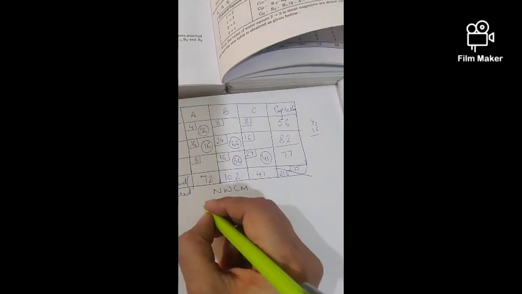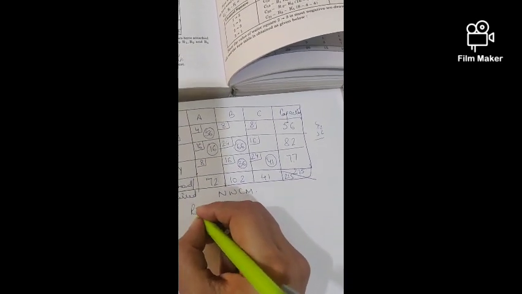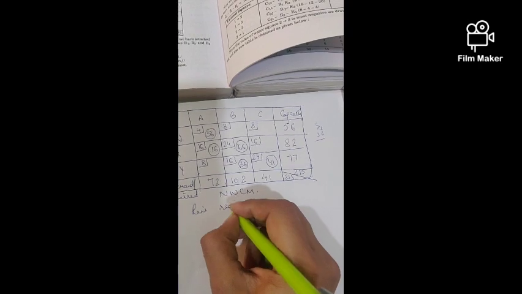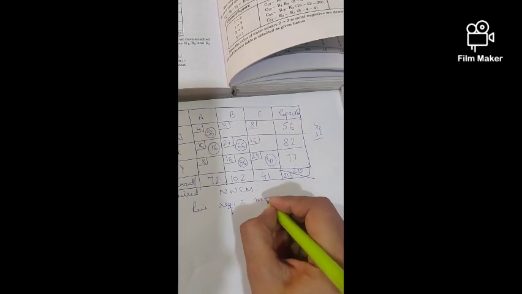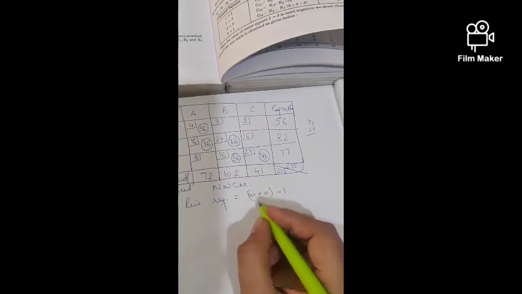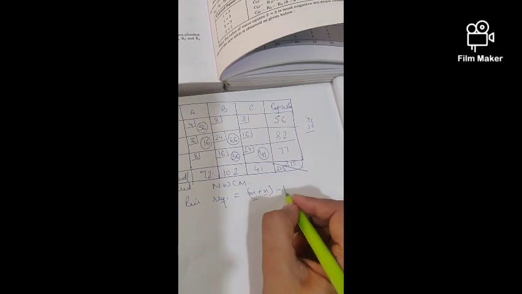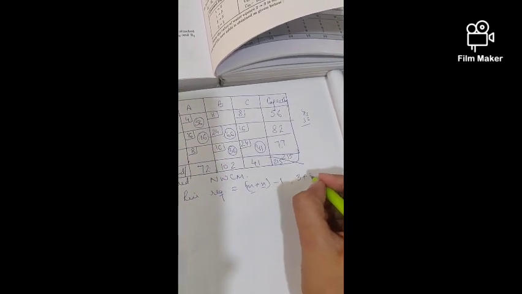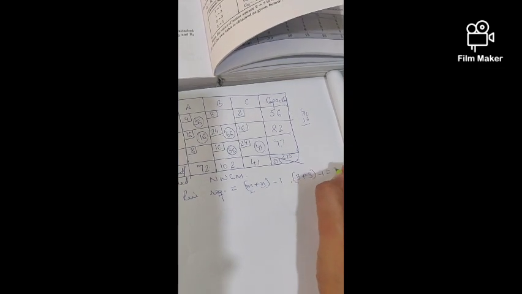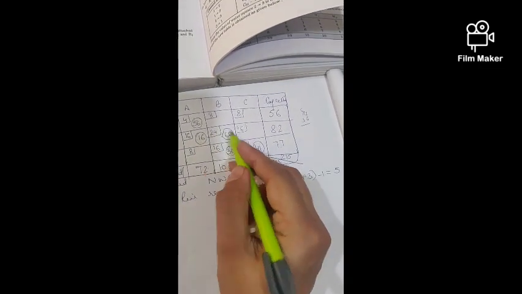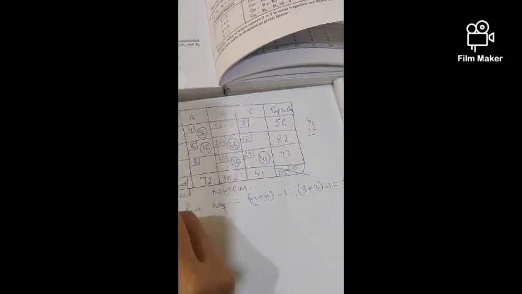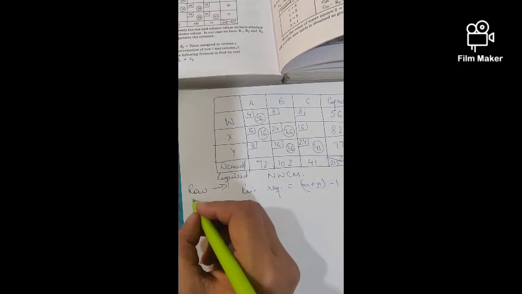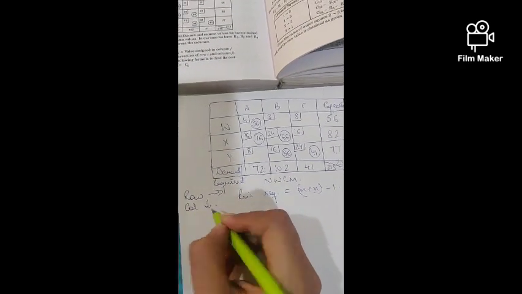Now what you have to do is, first of all you have to check the rim requirement. Rim requirement is equals to m plus n minus 1, number of rows plus number of column minus 1, right? So we have 3 rows plus 3 column minus 1 is equals to 5. 1, 2, 3, 4, 5. So this is a normal question. This is not a question of degeneracy.